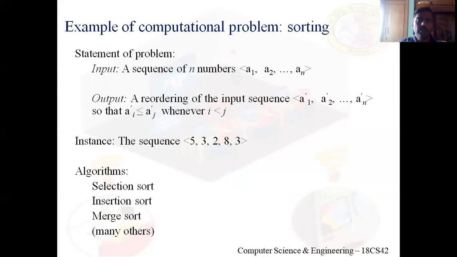Let me take an example problem: sorting. In the sorting problem, you will be given a sequence of n numbers. Real numbers might be given, integers might be given, or n strings might be given, or alphabets, any kind. Now let me be specific. I give a sequence of n numbers, let me call them A1 to A10.